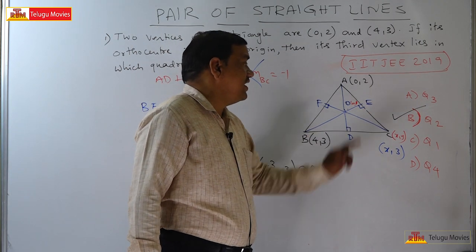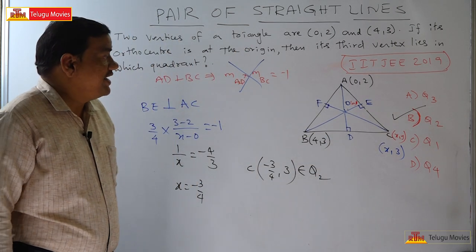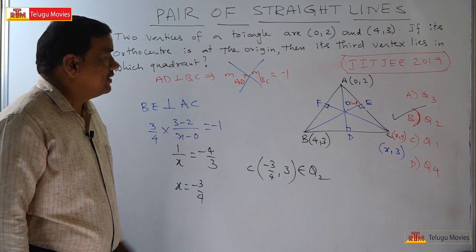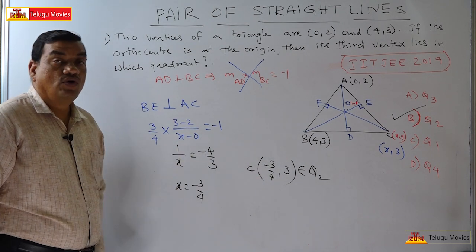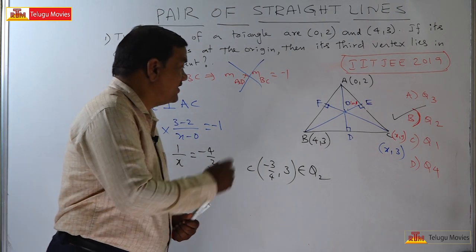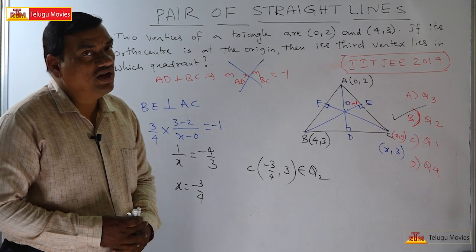Here BE is perpendicular to AC. BE perpendicular to AC means that I applied it and I got the x value as minus 3 by 4. Therefore, clearly this point C belongs to the second quadrant. So, option B is your correct answer.